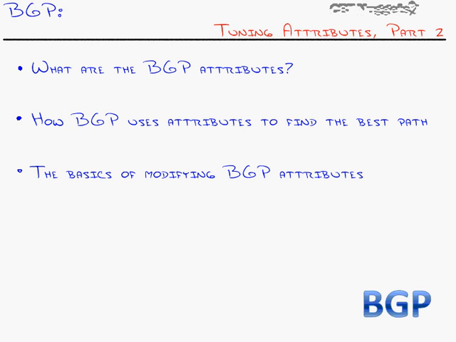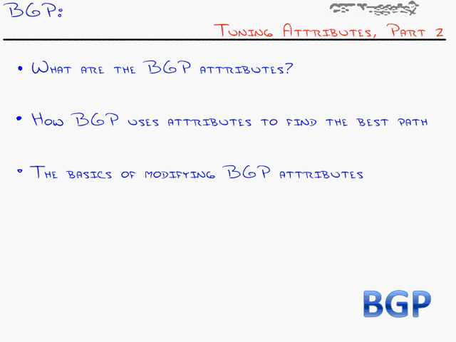BGP Tuning Attributes Part 2. Well, this is going to pick up right where Part 1 left off. We talked about the attributes, what they were, and how they comprise the BGP metrics. And then we saw the big list of how Cisco says these are the ways that BGP will find the best way around the network, going through that ordered list of 13 attributes until one of them breaks the tie.